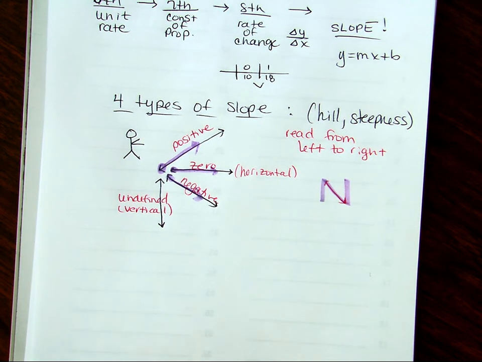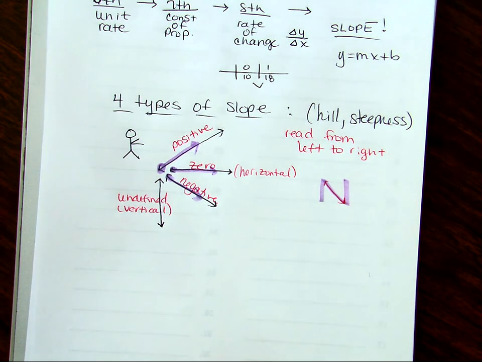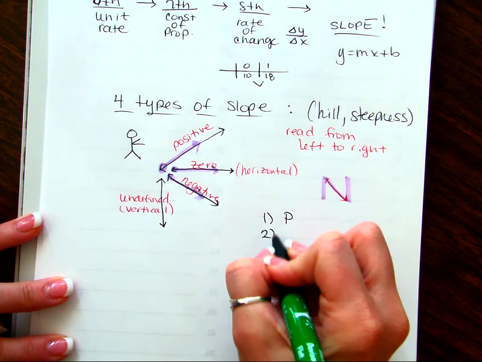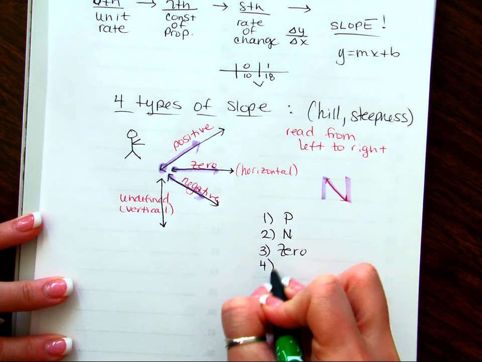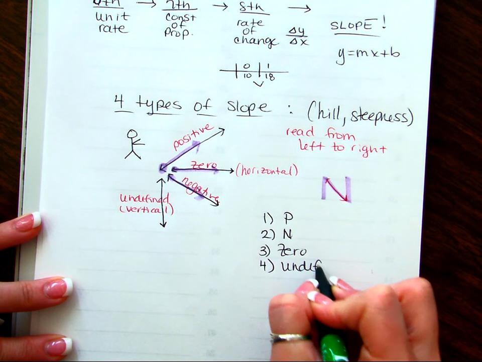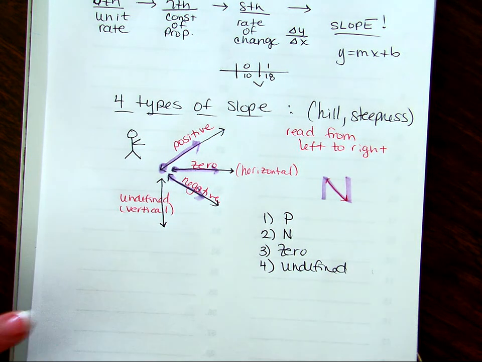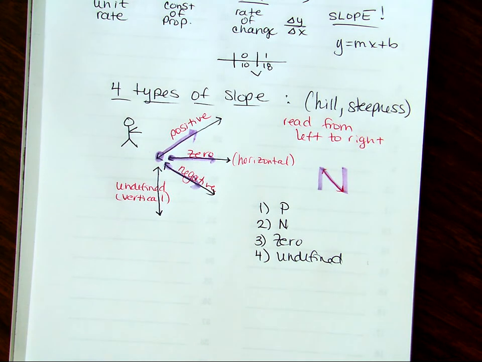So positive, negative, 0, and undefined. If I say, how many types of slope are there? 4. Name them. Positive, negative, 0, undefined. Okay? Not no solution. A lot of times people want to say no solution. So undefined. And those are the 4 different kinds of slopes.